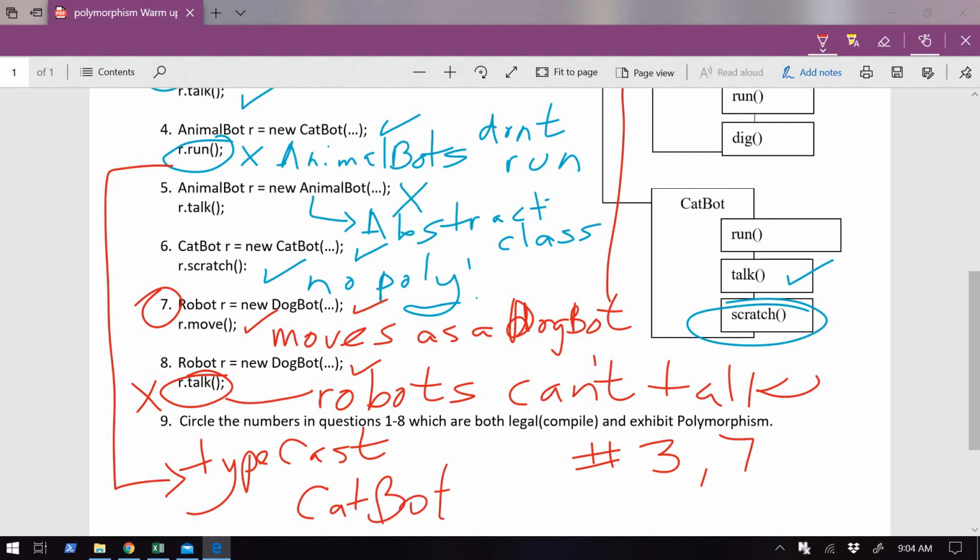And again, I apologize that the writing's so terrible. And you would typecast R as a cat bot, and then after you do that, you could say, hey, what I want you to do is run. And that would be a legal call. Hopefully that was enough to get you understanding how this polymorphism thing is working.